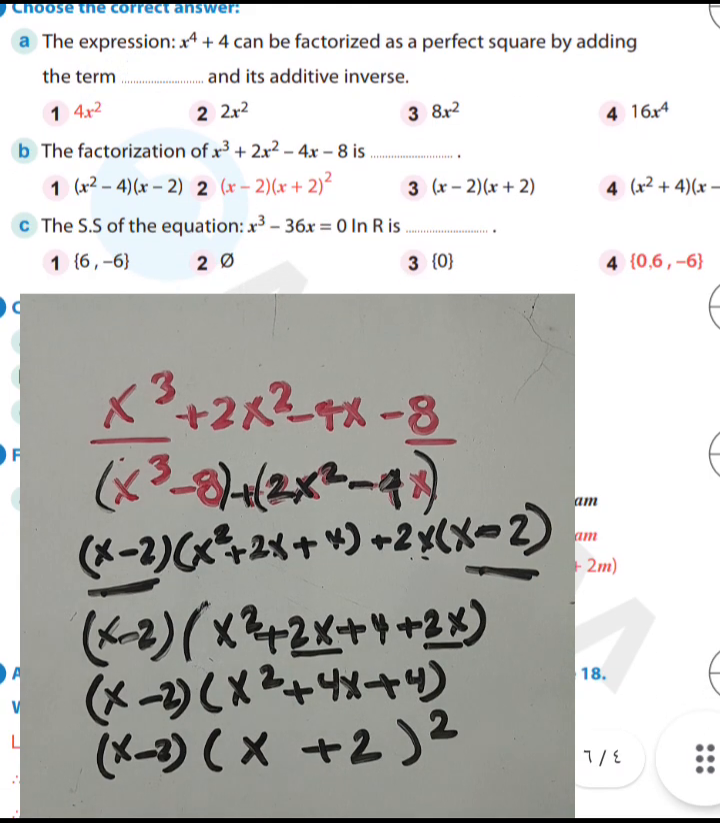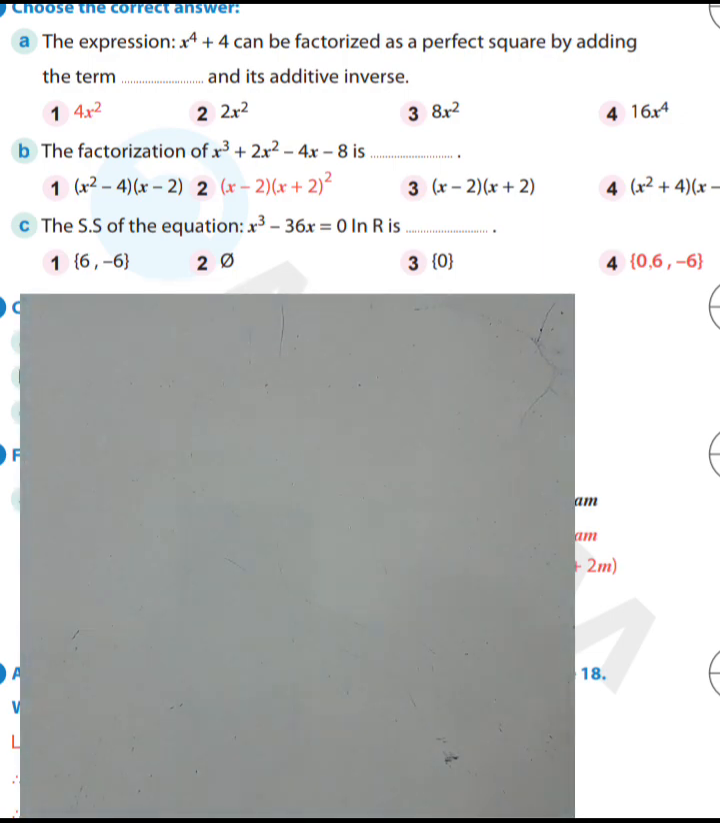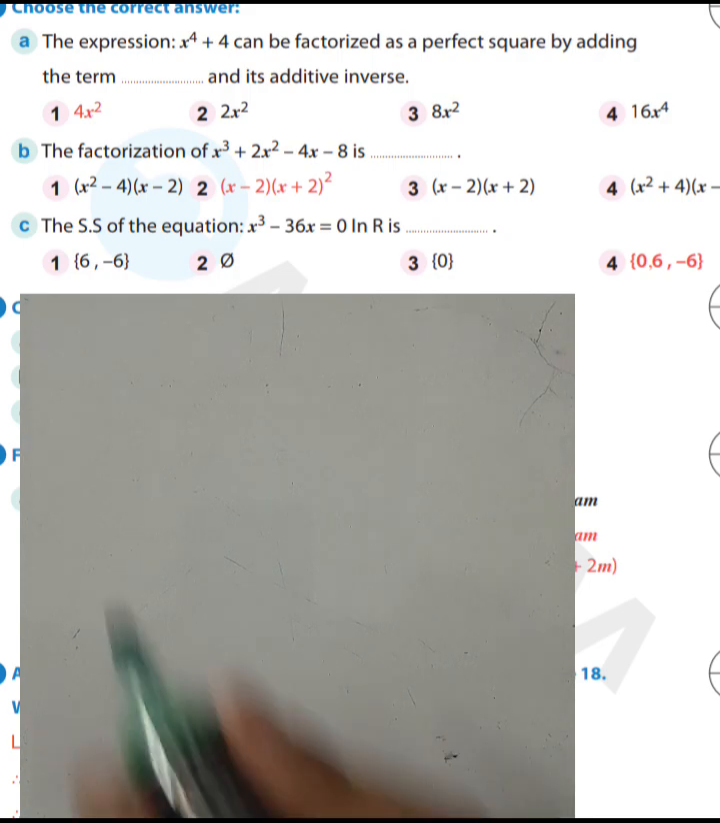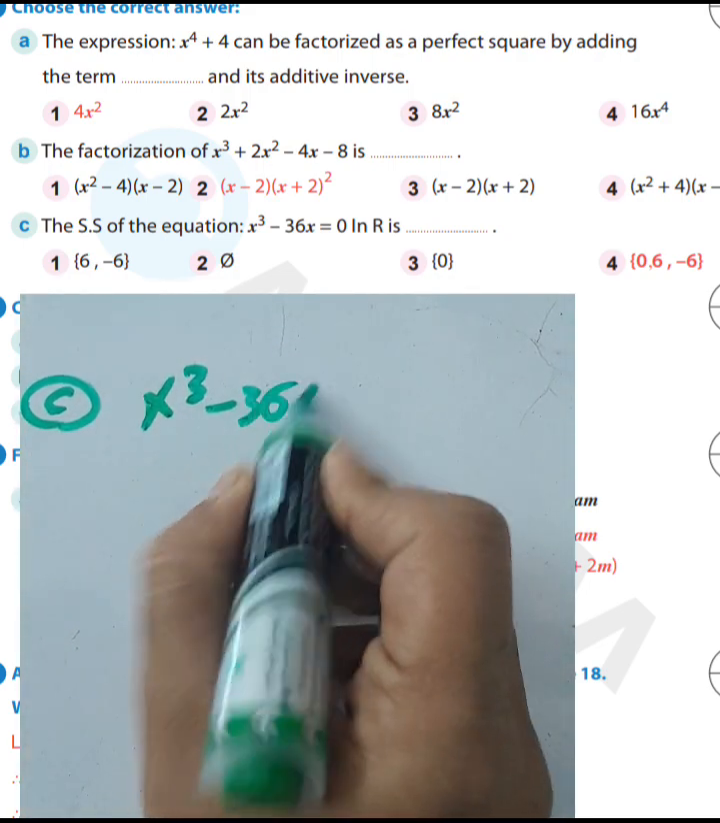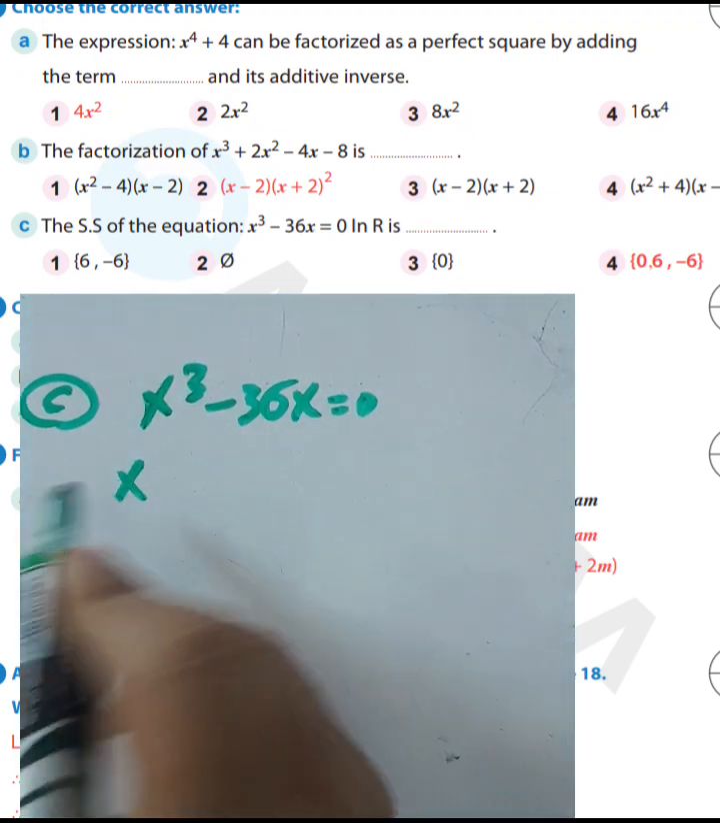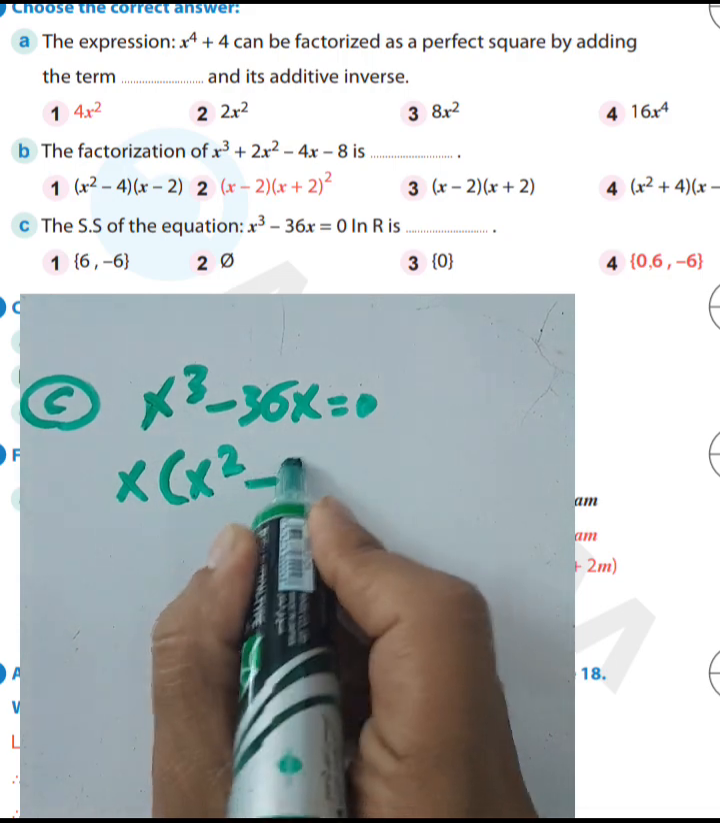Okay, question letter C, the solution set of the equation x power 3 subtract 36x equals 0. We can write x outside as a common factor between them, and the result is x power 2 subtract 36 equals 0.